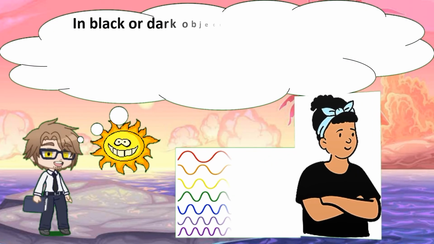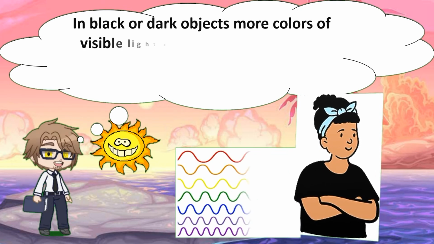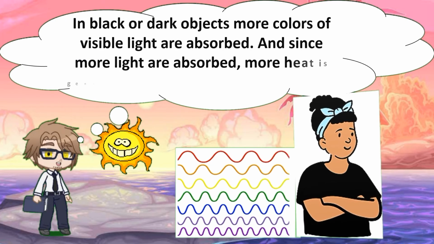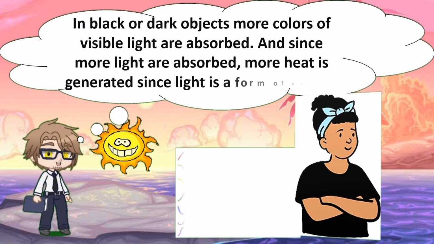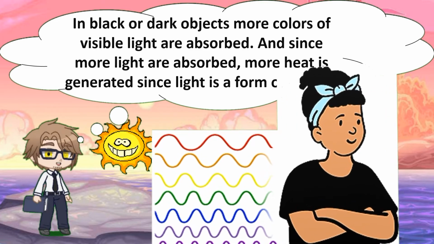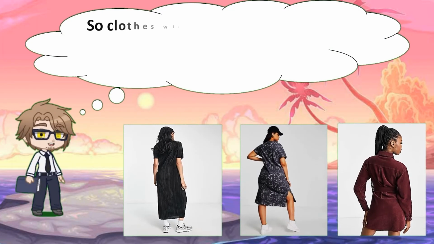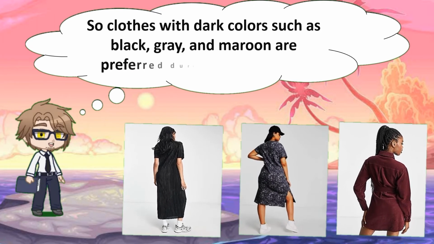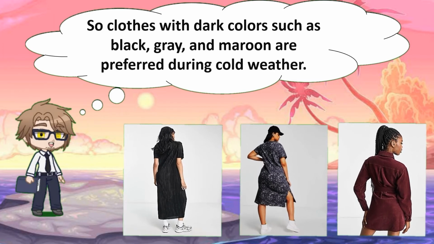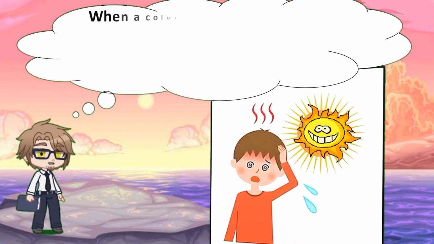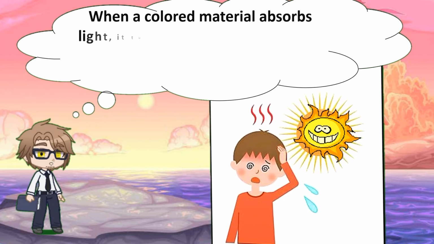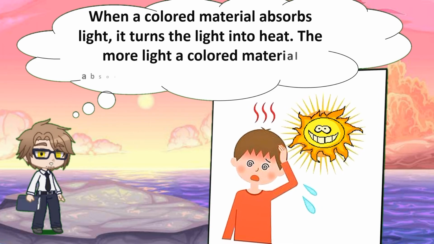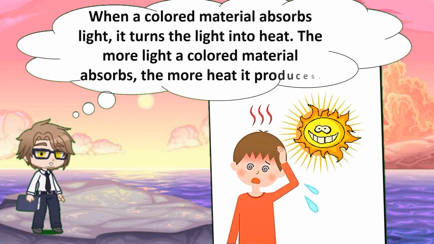In black or dark objects, more colors of visible light are absorbed, and since more light is absorbed, more heat is generated, since light is a form of energy. So, clothes with dark colors such as black, gray, and maroon are preferred during cold weather. When a colored material absorbs light, it turns the light into heat. The more light a colored material absorbs, the more heat is produced.